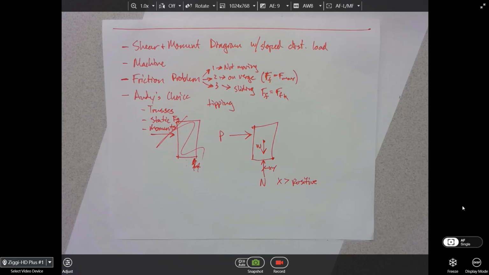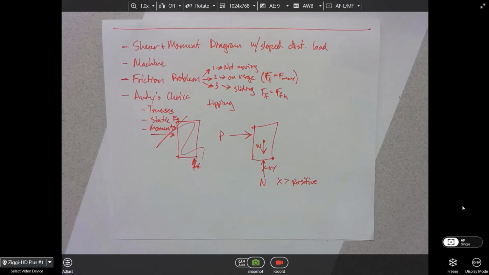2, I think I've guaranteed that you will have a machine problem. 3, I think I just guaranteed that you'll have a friction problem on there. So that could be a wedge. It's not going to be a screw, right? So it could be a wedge, it could be a block. Could be something along those lines, okay? But there will be friction.